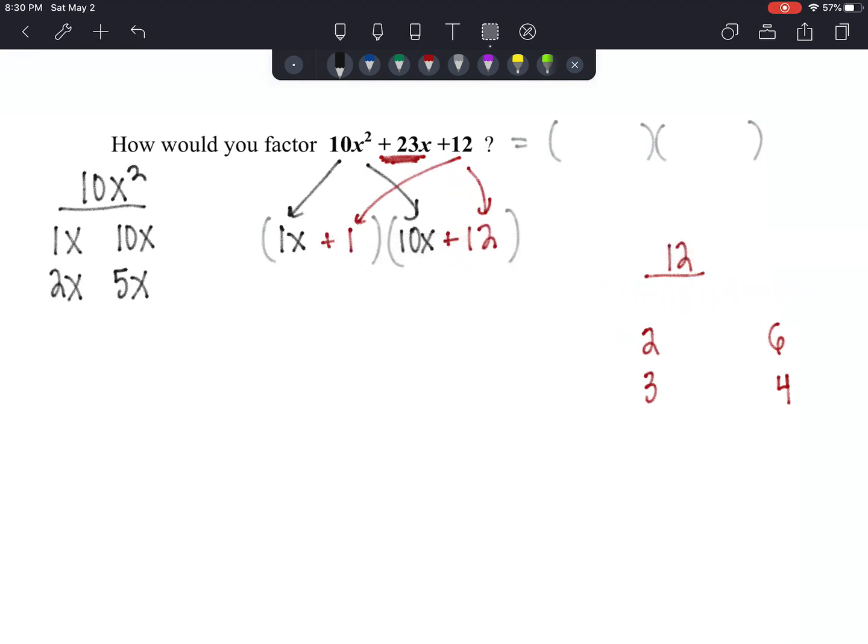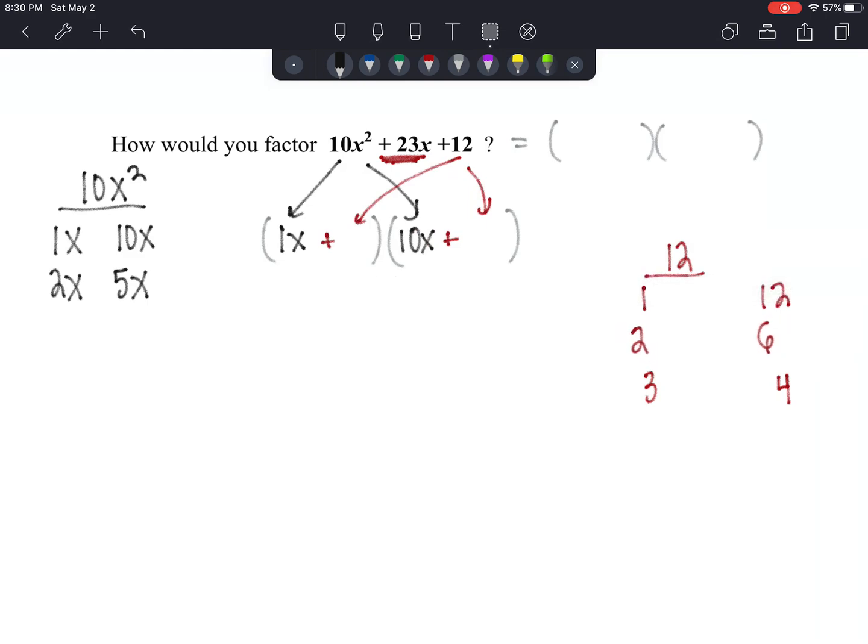If I do that, then the 12 has to be with the 10, okay? If the 12 was with the 10, 10 and 12 have a common factor, but the original trinomial 10, 23, and 12 does not have a common factor. So I know that the 12 can't go there. So the 12 would end up going over here, right? 12 times 10 is 120. That exceeds the 23. That's not going to work.